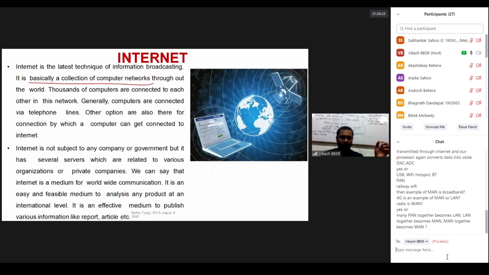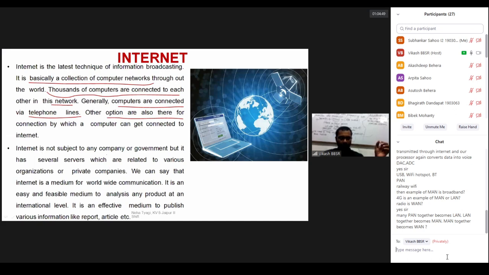Clear? So thousands of computers are connected to each other in this network. Computers are connected via telephone lines also. Other options are also there for connection. You are using it through telephone, through the SIM, and all the servers are there.